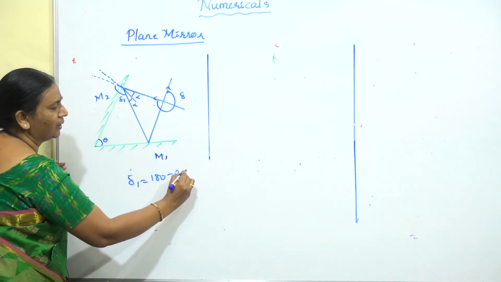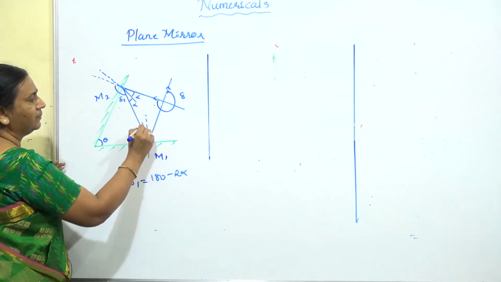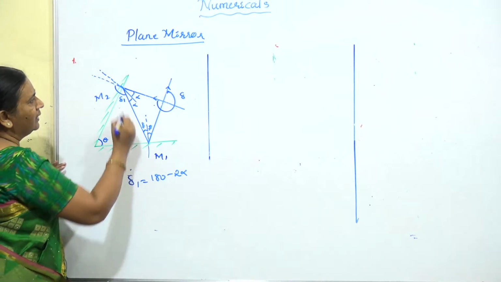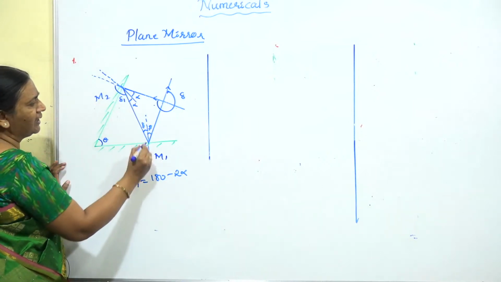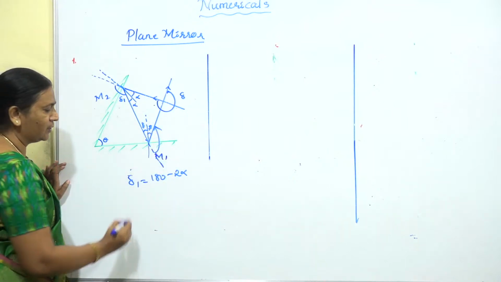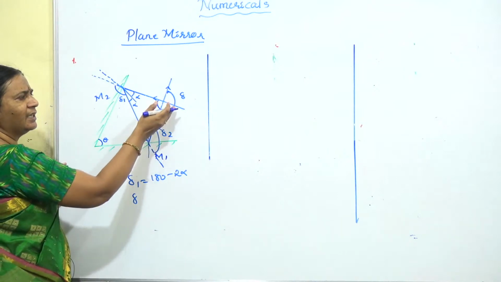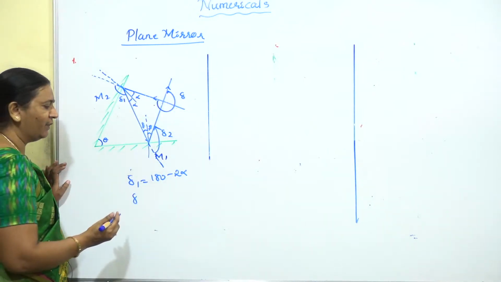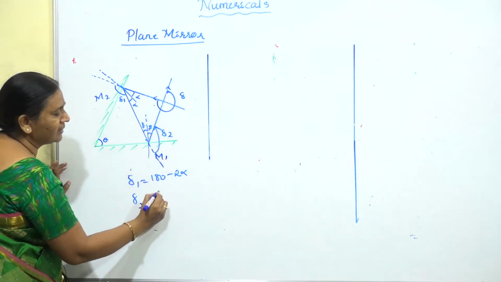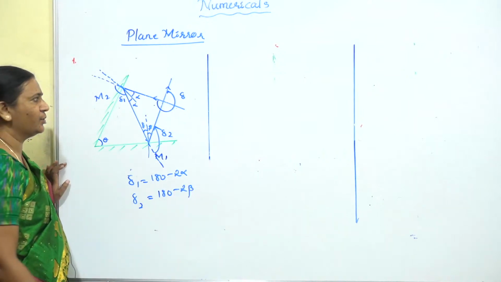180 minus 2 alpha. Similarly, if I take beta and beta here, because angle of incidence equals angle of reflection, after this the ray would again continue like this, deviated again by this much. Okay. So what is delta 2 then? Only two deviations are there. That itself must be the total deviation. So delta 2 becomes what once again? 180 minus 2 beta.